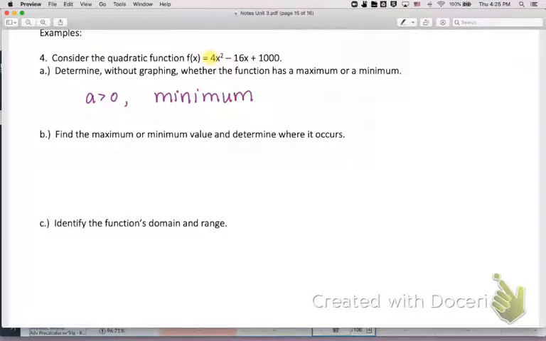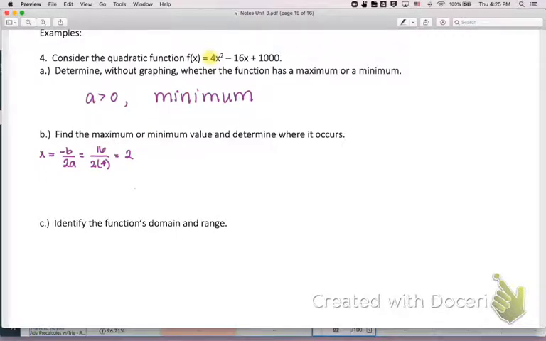Find the maximum or minimum value and determine where it occurs. Well, in order to answer that, we need to know the vertex of this parabola. So x is equal to, remember we use negative b over 2a. So the opposite of b in this case is going to be positive 16 over 2 times 4. So that's 16 divided by 8. That comes out to be 2. So that's where the minimum happens, at x equals 2.